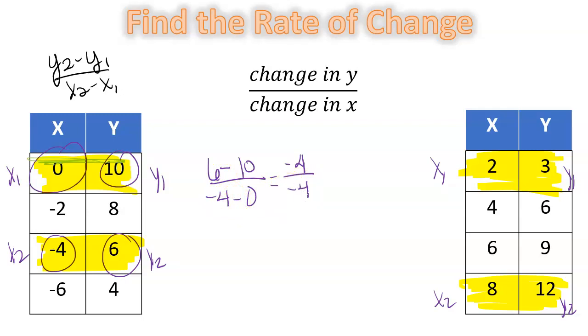And then I need to simplify. Negative 4 divided by negative 4 would just be 1. Any number divided by itself is 1. So my slope or rate of change is 1. Remember, that means 1 over 1.